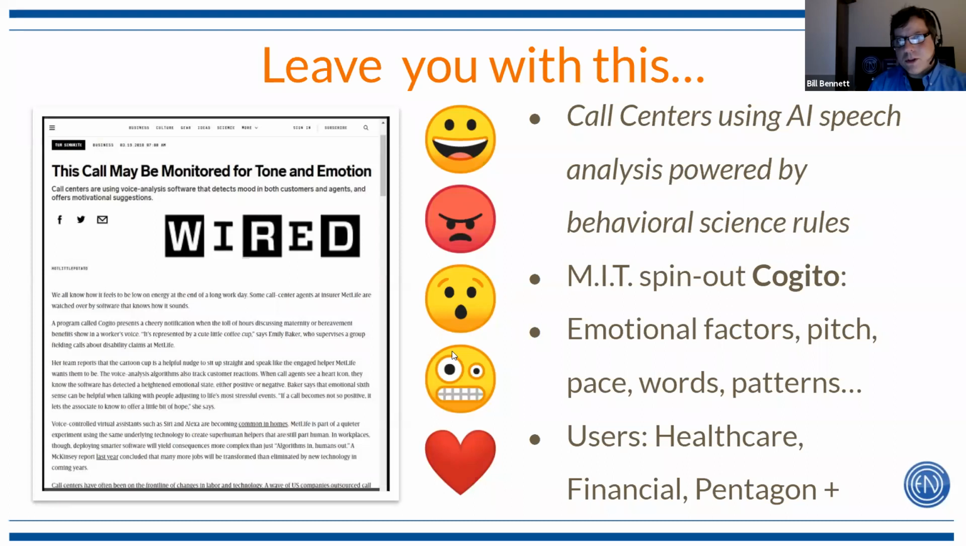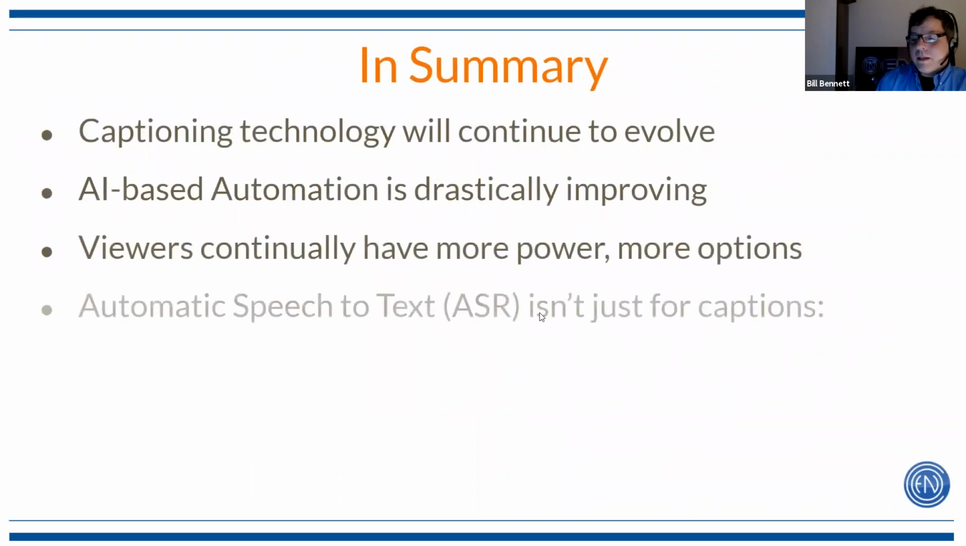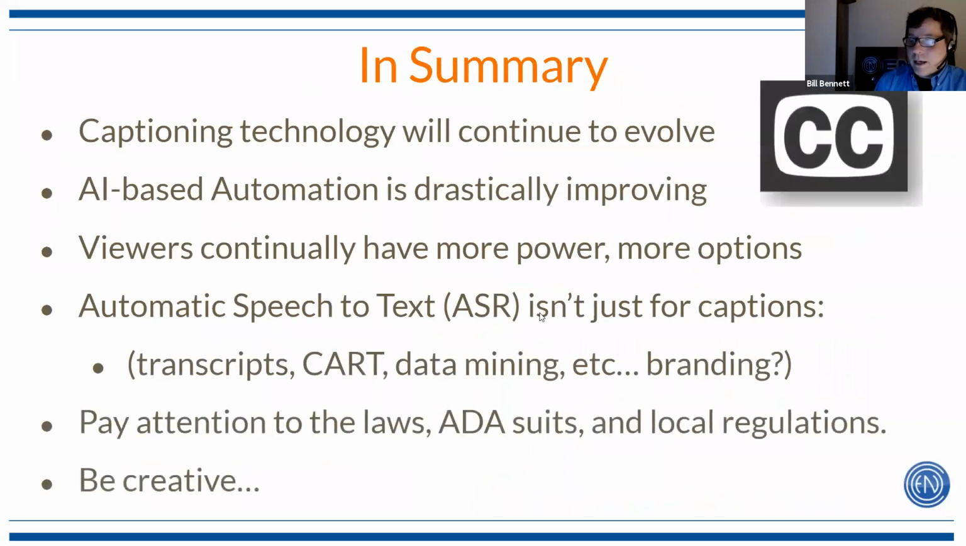Software works great until it doesn't. But yeah, that's about it. I think captioning technology is going to continue to obviously evolve. It's going to get even better. The errors will get lower over time. Never perfect. Same with humans. Viewers continuously have more power because ultimately, content is king, right?